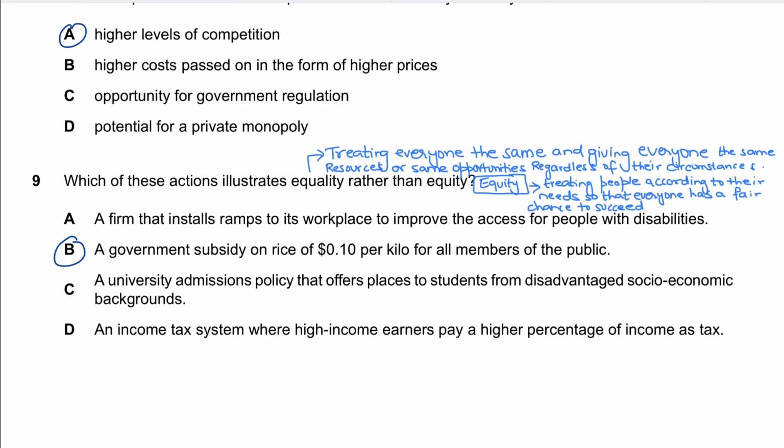Which leaves us with B, which is correct, because a rice subsidy given equally to all consumers is an example of equality, because every member of the public receives the same subsidy per kilo, right? So regardless of their income or even their need, right? So that's what makes option B for boy the correct answer.